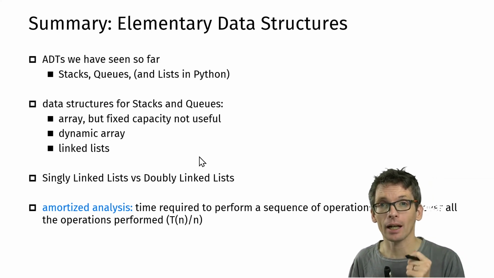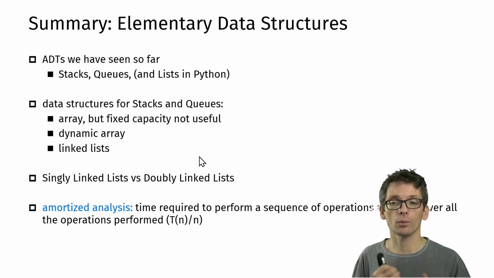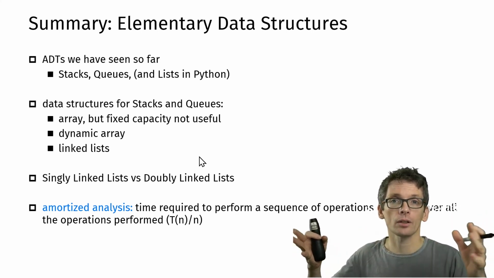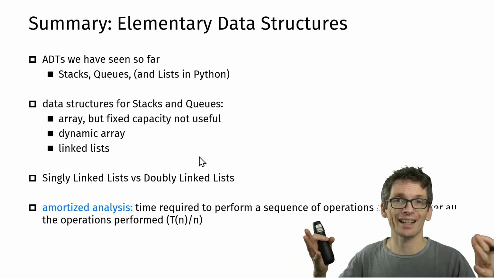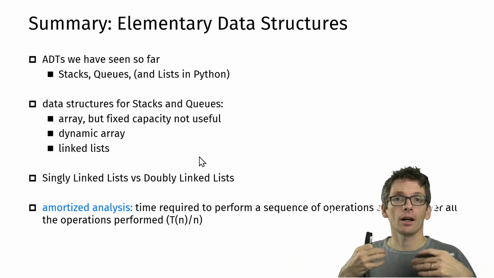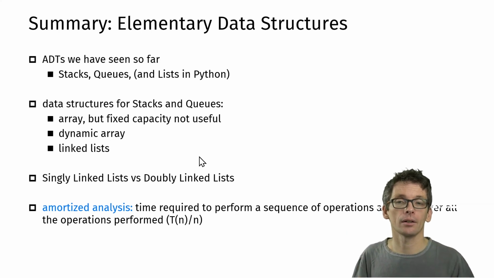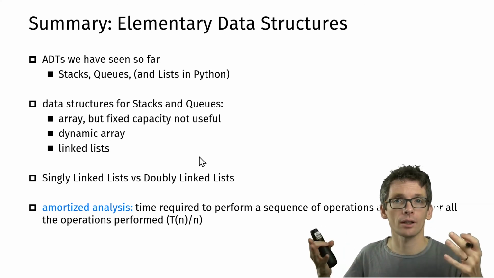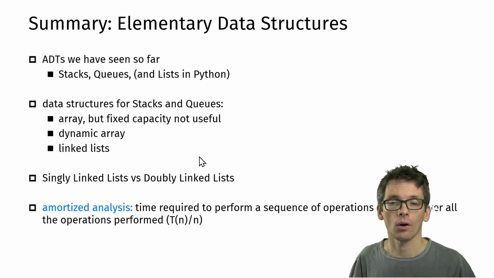And to analyze the dynamic arrays, we've seen amortized analysis, where we took the running time of all operations, of n operations, T of n, and then divide that by n to get the amortized running time, so the average over a sequence running time of an operation.